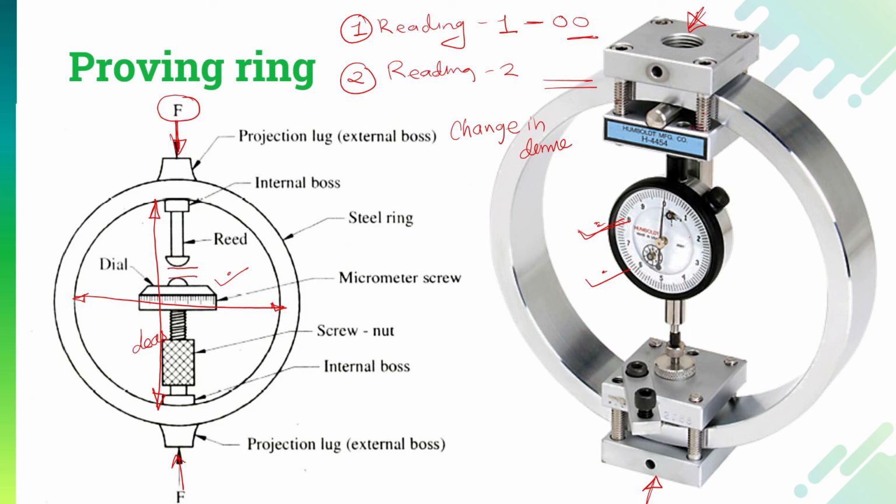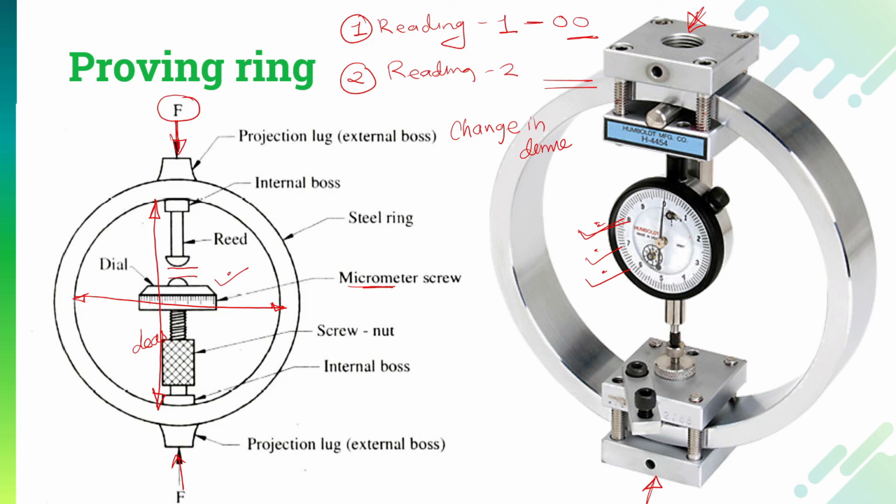Now, why is this proving ring so helpful? The very first thing, proving rings are available in a very wide range for force measurement. That's why they are most commonly used in major industries where higher forces are to be measured. Secondly, proving rings have very good accuracy. We can measure these values with higher accuracy if we have a precise micrometer or precise dial indicators. Nowadays digital indicators are also available. If you have those precise indicators, then proving rings can provide very good accuracy.